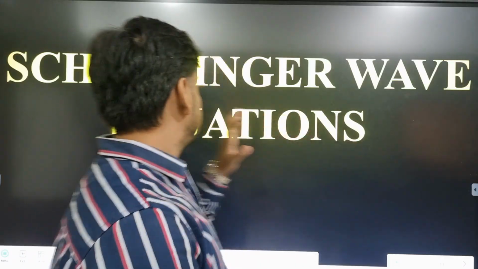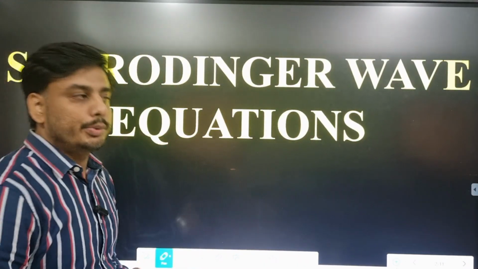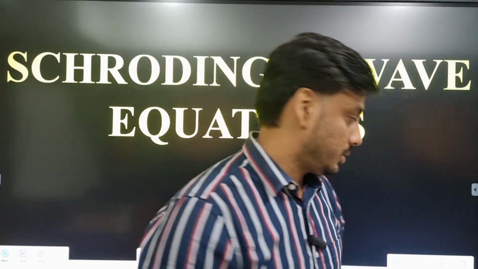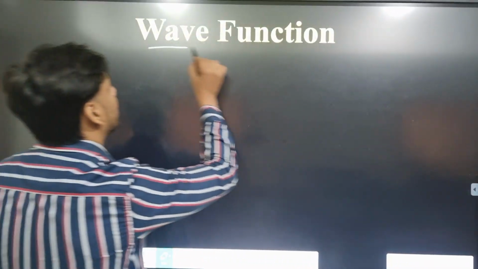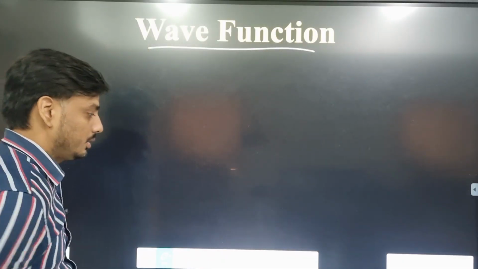Today we will discuss Schrödinger's wave equation. In our syllabus we have the time dependent Schrödinger wave equation as well as the time independent Schrödinger wave equation. So we have to derive both wave equations. But before going to Schrödinger's wave equation, we first have to understand what a wave function is.